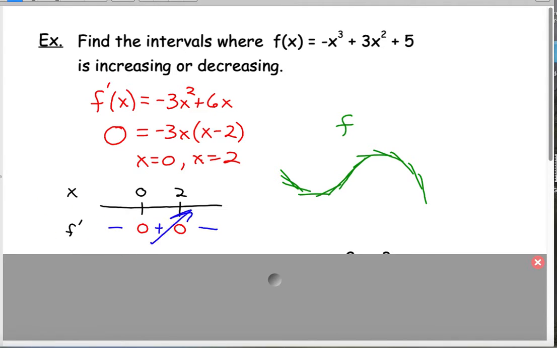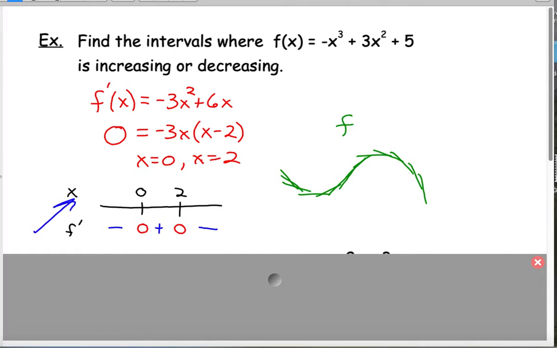be decreasing until I get to x equals 0. And then that's going to be a local minimum. And then between 0 and 2, my derivative is positive, so I know that my function is increasing. And then when x equals 2, my derivative is 0 again, so that's going to be a local maximum. And then when x is bigger than 2, my derivative is negative, which tells me my function f is decreasing.